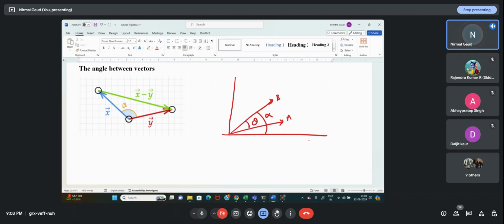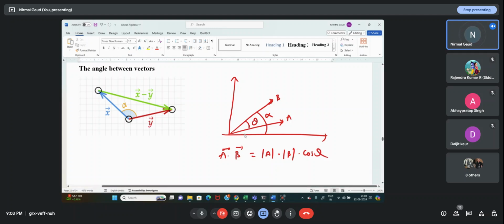Okay, and theta angle is the angle between the vectors. So as per the concept of physics, what we have studied is A vector dot B vector, that is the dot product between the vectors, is given as magnitude of A, magnitude of B, cos theta, where theta is the angle between the vectors. So here I can put theta.